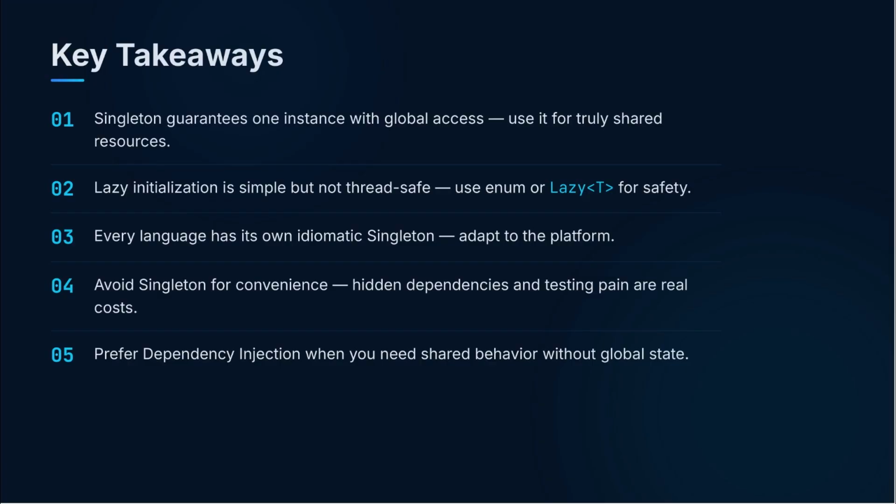Third, every language has idiomatic ways to implement singleton. Python modules are naturally singletons, C# has Lazy<T>, and Java's enum is the canonical approach, so always adapt to the platform. Fourth, avoid using singleton just for convenience. The hidden dependencies and testing pain are real costs that compound over time. Fifth, when you need shared behavior but want to avoid global state, dependency injection is the modern best practice.